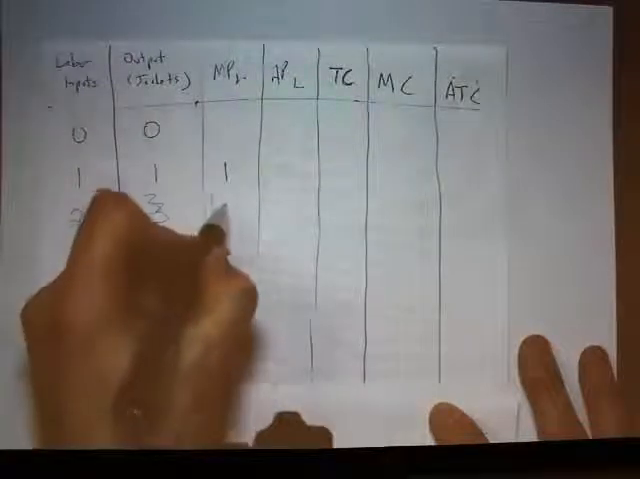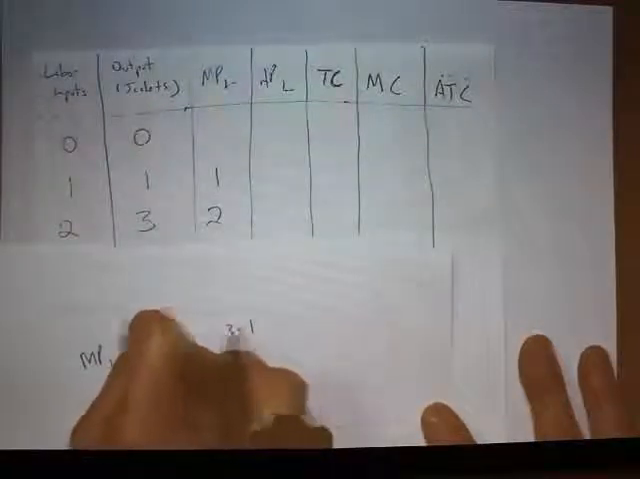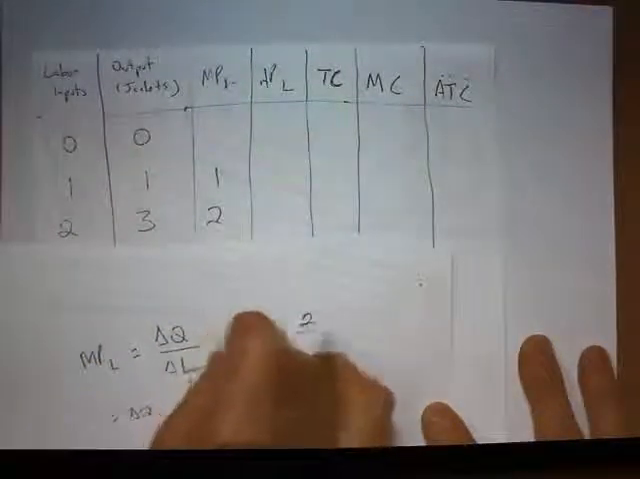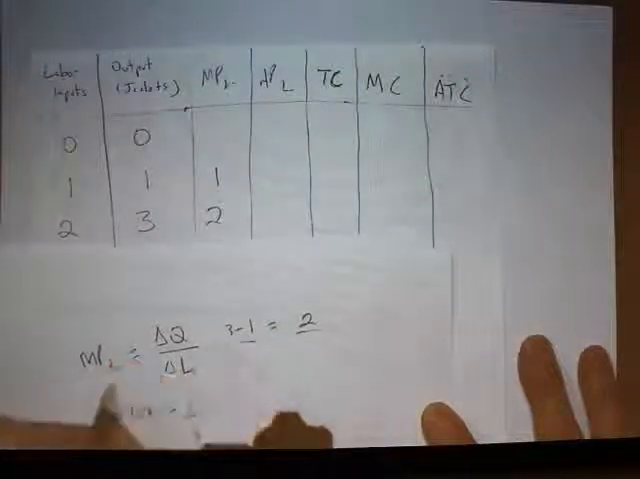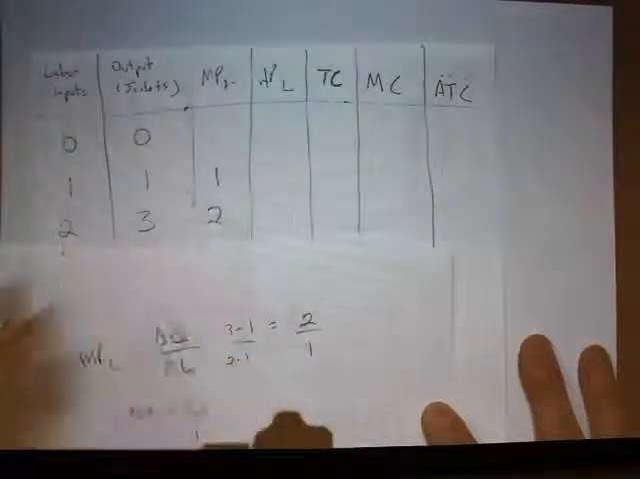The answer is 2. And why is that? Well, what's the change in Q? We go from 1 to 3. So it's 3 minus 1. Change in Q is 2. And what's the change in labor? Again, 1. So the marginal product of the second worker is 2.